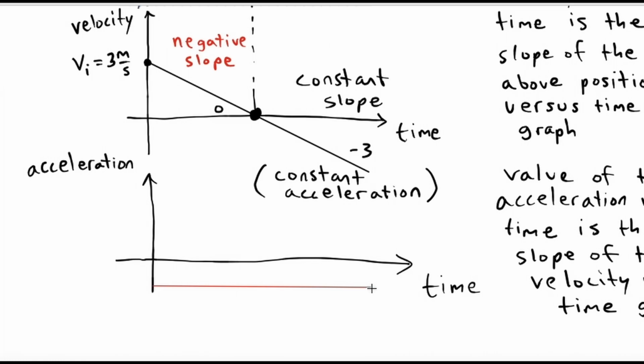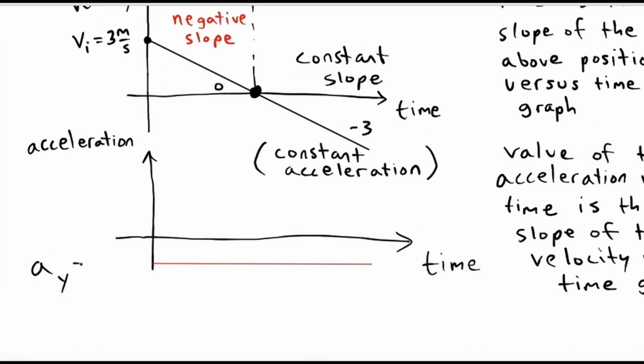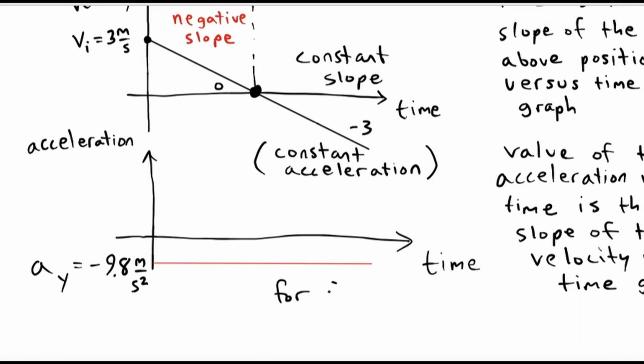So just a nice horizontal line like this. Now for free fall, we know what that value of the acceleration is. It's always a constant. That's something we'll use in our next lab. And the acceleration due to gravity is going to be negative 9.8 meters per second squared all the time for any object that's in free fall.